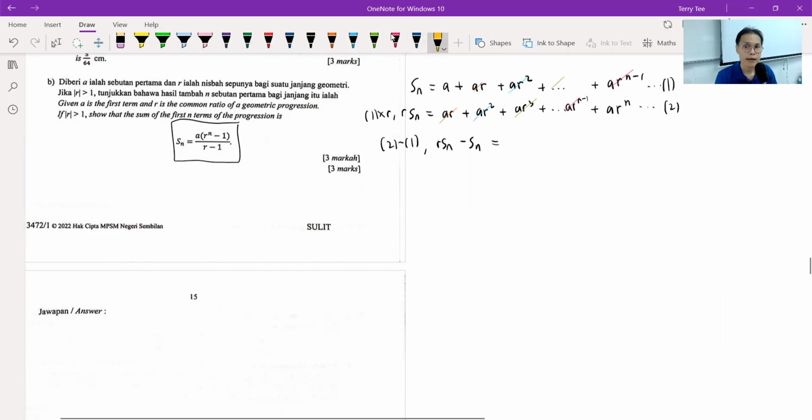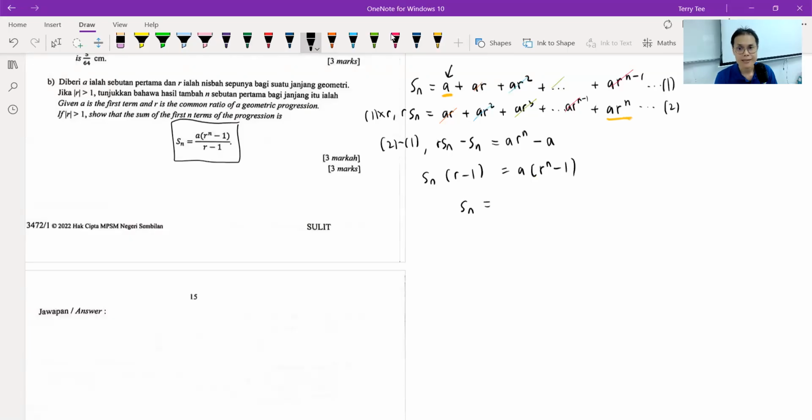Now the only ones that are left are my A here and my AR power n. So we write AR power n, since I'm taking equation 2 minus equation 1. You minus the only term that's left here, which is A. And at this stage, we can factorize your Sn. You're left with R minus 1. Factorize your A. You're left with R^n minus 1. As we are finding Sn, just bring the R minus 1 down. There you go. You got this answer already.